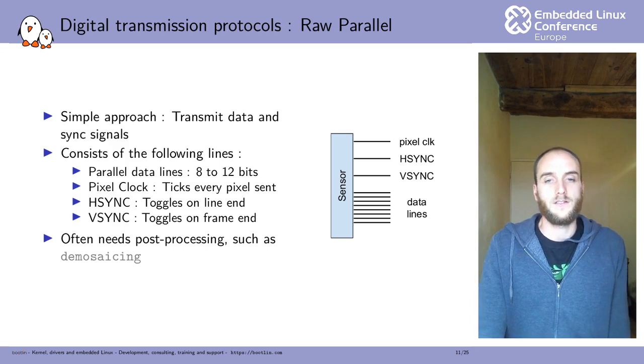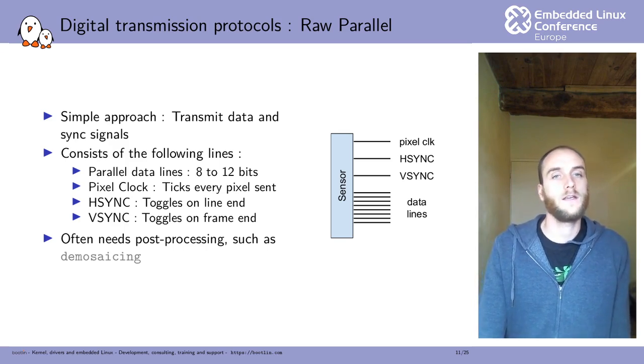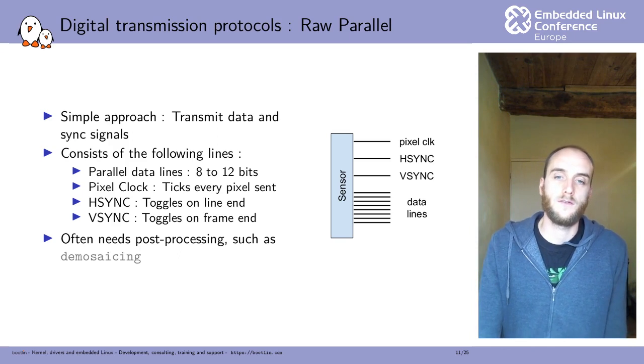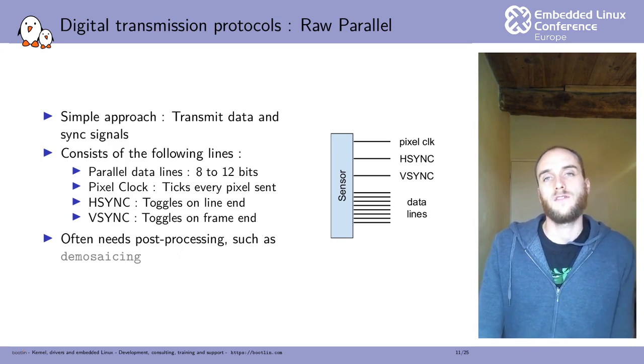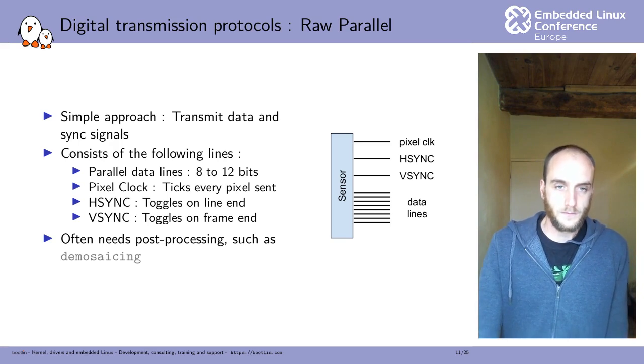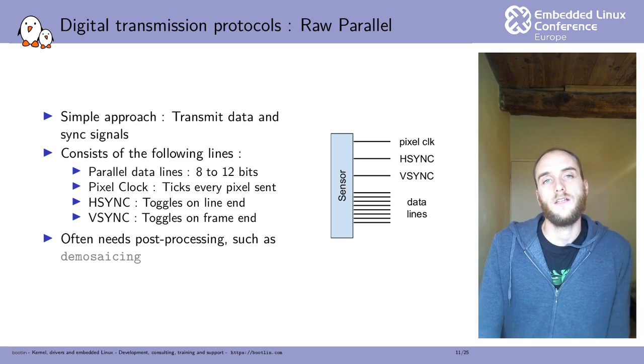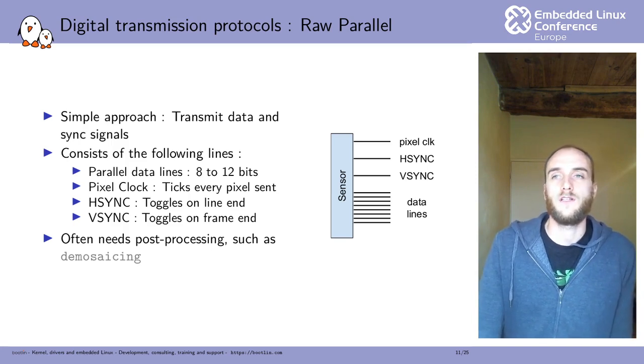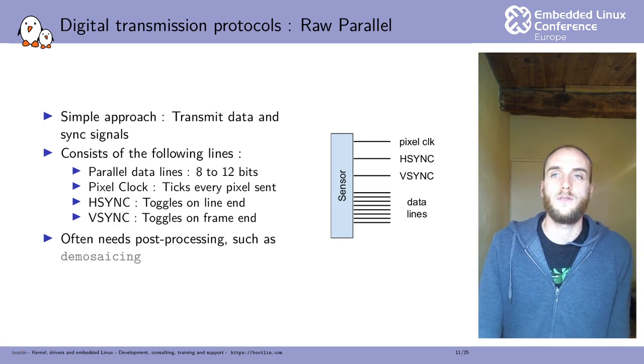This data is synchronized with the pixel clock, which will tick each time there is new data sent on the data lines. And then you have some synchronization signals. One is the H-sync, for horizontal sync. This one indicates when the sensor is done transmitting a full line of pixels. And then you have the V-sync, the vertical synchronization signal, which will toggle each time you have transmitted a full frame. So with this information, the CPU on the other side is able to reconstruct the image just from the synchronization signals and the data.